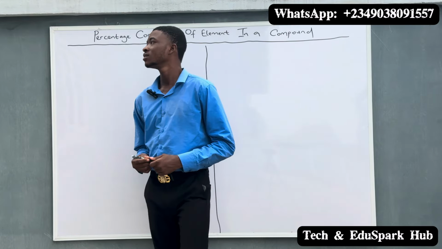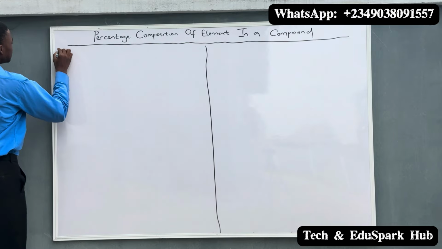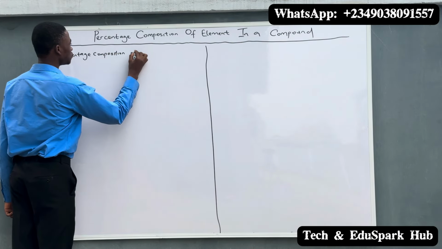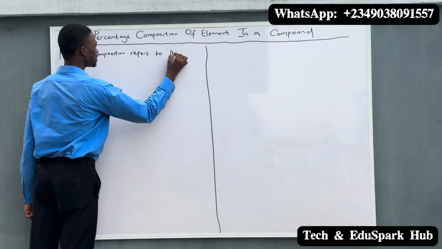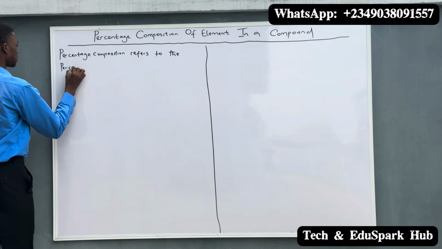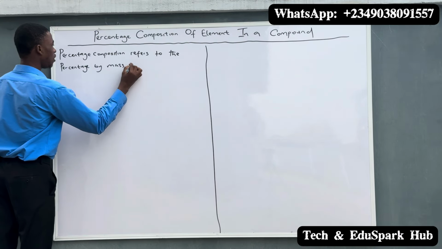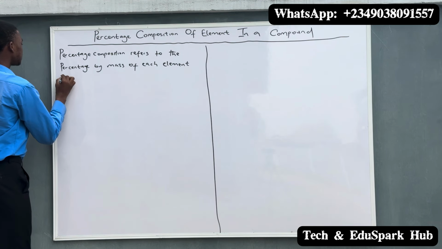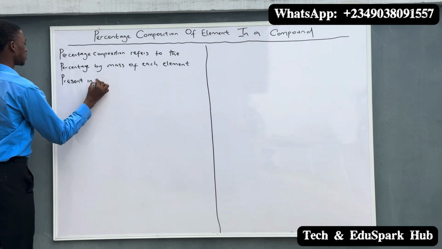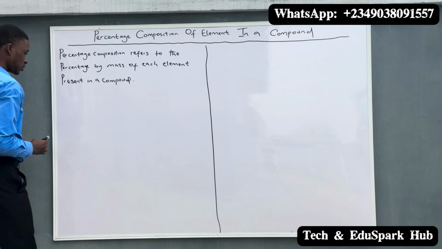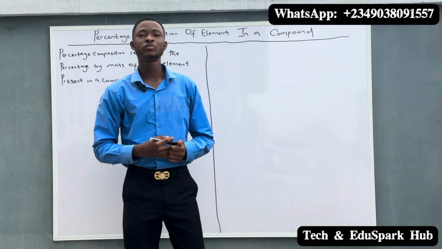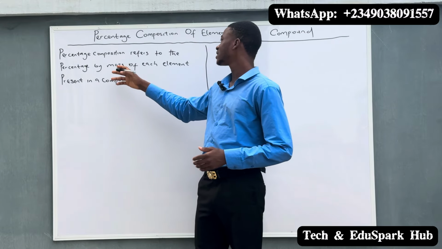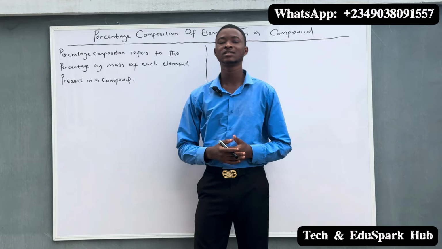By definition, the percentage composition of elements refers to the percentage by mass of each element present in a compound. So this is a simple definition of the percentage composition of elements in a compound. It refers to the percentage by mass of each element present in that compound.